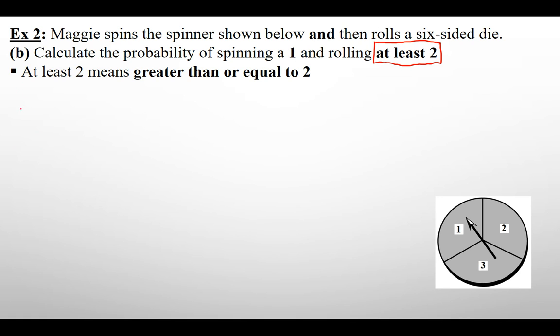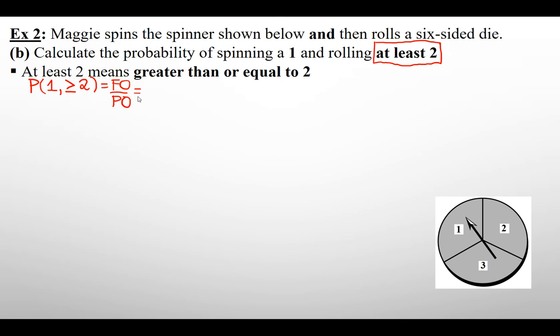So let's set the probability calculation up. So we're going to say the probability of spinning a 1 on the spinner. And then at least 2 means getting greater than or equal to. So put the greater than sign and then an underline to show that's equal to. Greater than or equal to 2 would be equal to favorable outcomes over possible outcomes.